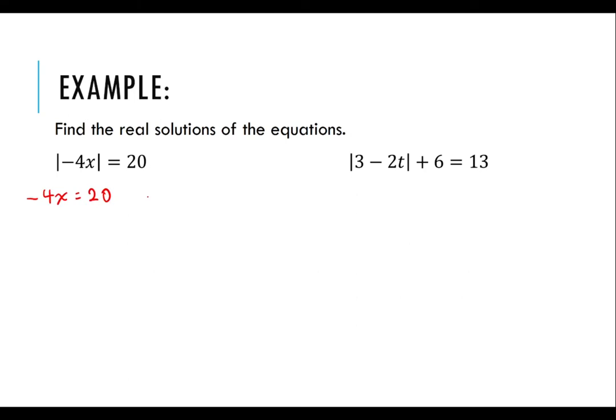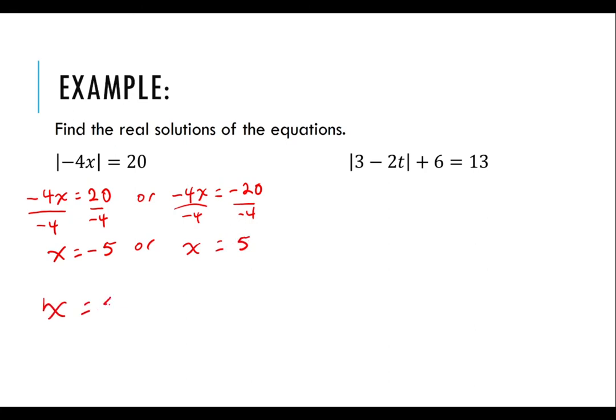That one's fine. And we also have to deal with the situation where negative 4x could have been equal to negative 20. Then we solve each one of these, divide by negative 4, divide by negative 4. x is then going to be equal to negative 5, or divide by negative 4, divide by negative 4, x is equal to positive 5. So we get two solutions. x is equal to negative 5 and positive 5.